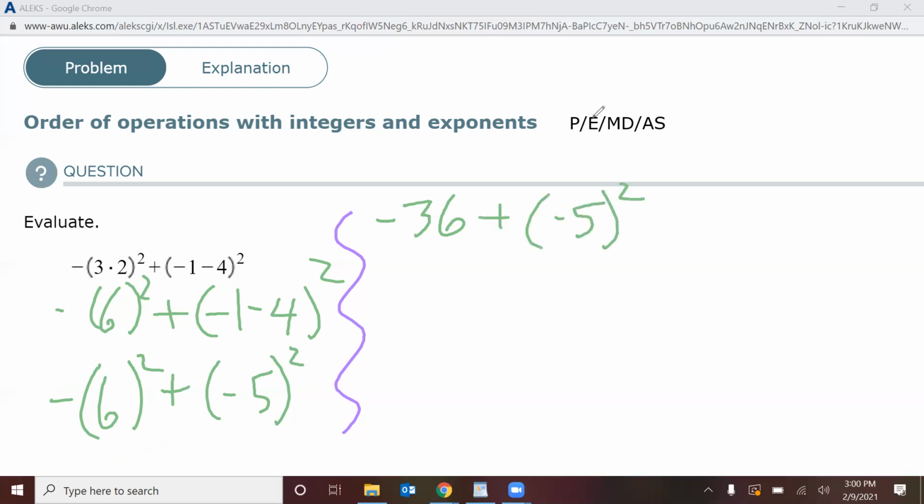Working from left to right, I now tackle the second exponent. And negative 5 squared is a positive 25. This time it's positive because the negative is on the inside of the parentheses. So we've taken care of parentheses, exponents. Turns out there are no multiplications or divisions, and there's only one thing left to do, and that's addition. Negative 36 plus 25 is negative 11, and that's how it is done. So just make sure you follow the order of operations really, really well.